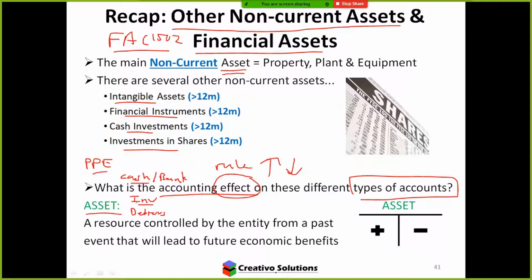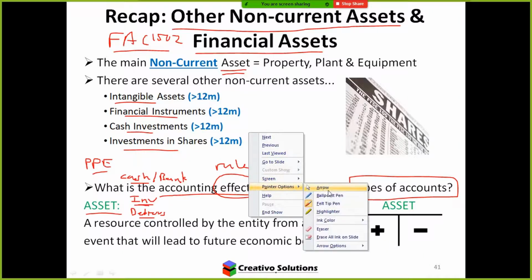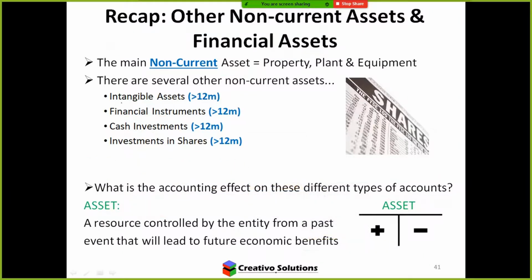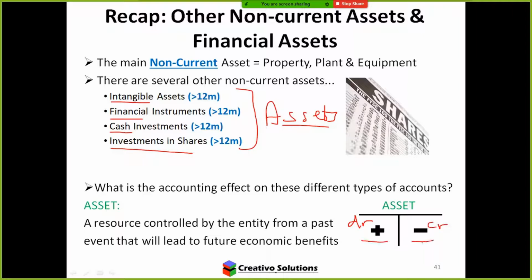Notice all of these are assets, but they're assets in different contexts. Either assets that I'm selling, assets that I'm using, assets that I'm generating from credit sales, or physical cash. But the point is it's an asset. Same as what we've got here. It doesn't matter what it is. Intangible, financial, cash, or investments, they're all considered assets. Then you just need to treat them like an asset. Debit plus, credit minus. That's it.